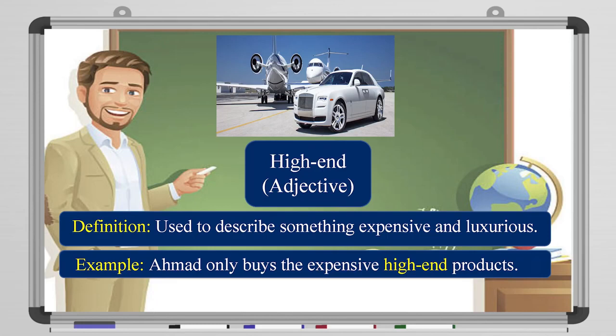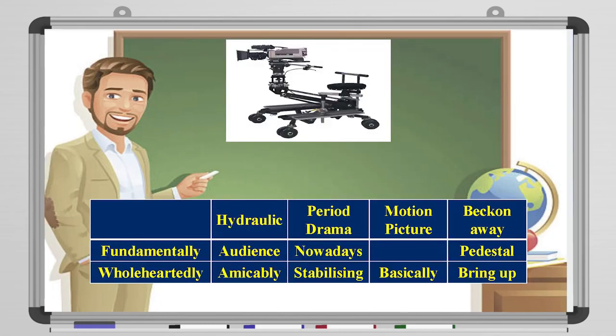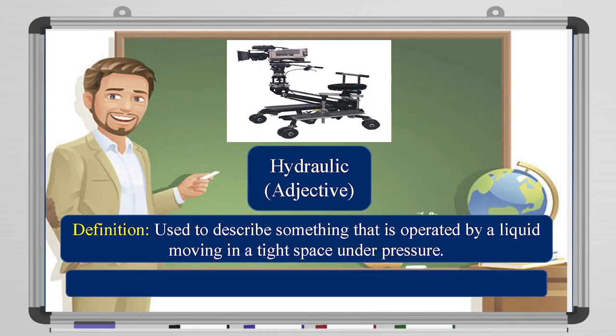Okay? Let's look at the other word. This might be a little bit difficult, but I'm going to give you a hint. The camera is being lifted using a type of system. What system is it using? Did you get it? No? Yes? Let's check. The word is hydraulic, so it's being lifted using a hydraulic system.